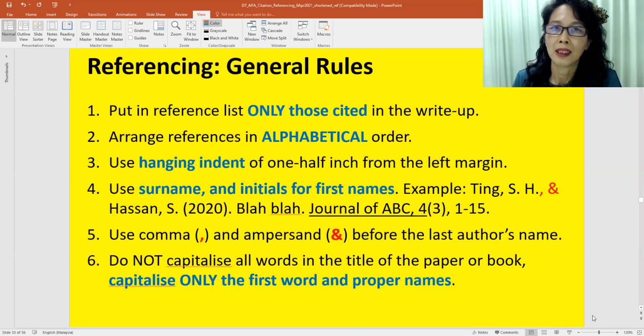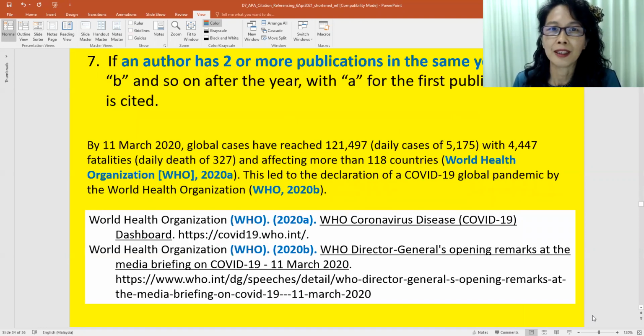Number 6, do not capitalize all words in the title of the journal paper or the title of the book. Only the first word and proper nouns are to be capitalized. Number 7, if an author has 2 or more publications in the same year, use A for the first one that is cited and B for the second citation.